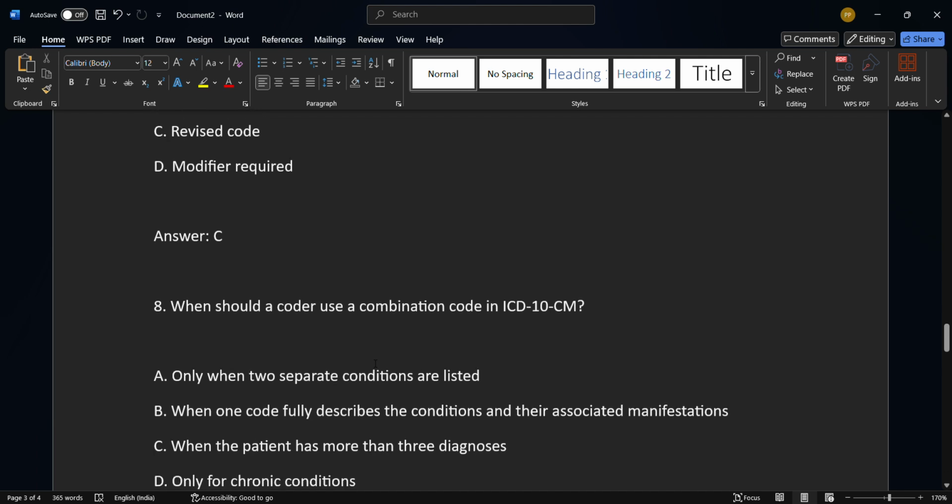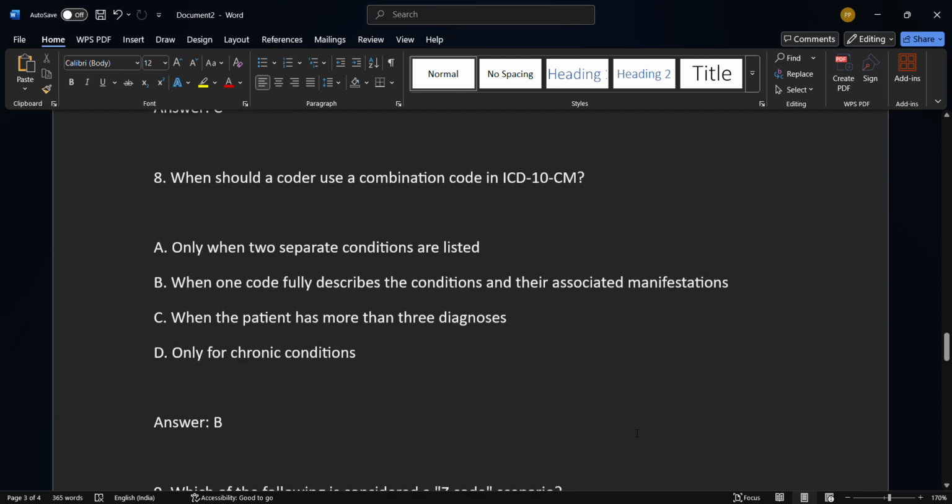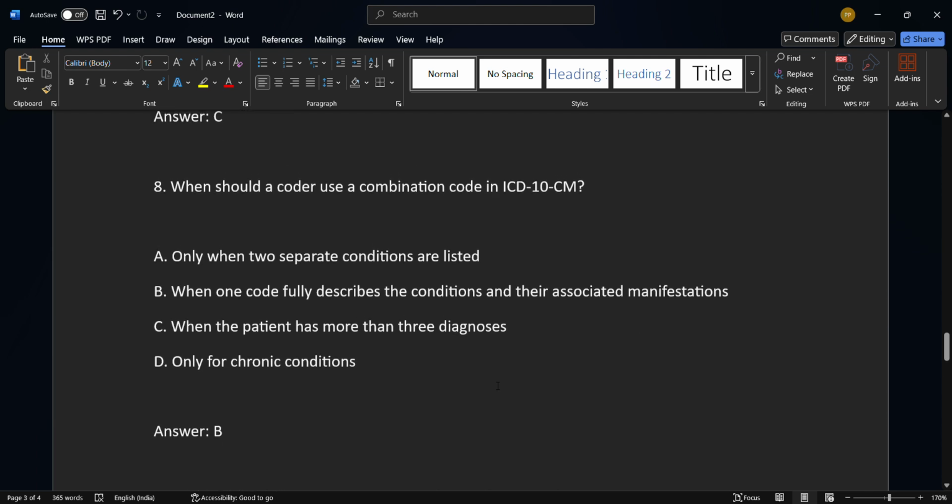Eighth question: when should a coder use a combination code in ICD-10-CM? Here are the options. Option A, only when two separate conditions are listed. Option B, when one code fully describes the condition and its associated manifestation. Option C, when the patient has more than 3 diagnoses. Option D, only for chronic conditions. The right answer is option B. In such cases, as a coder, you have to use the combination code.